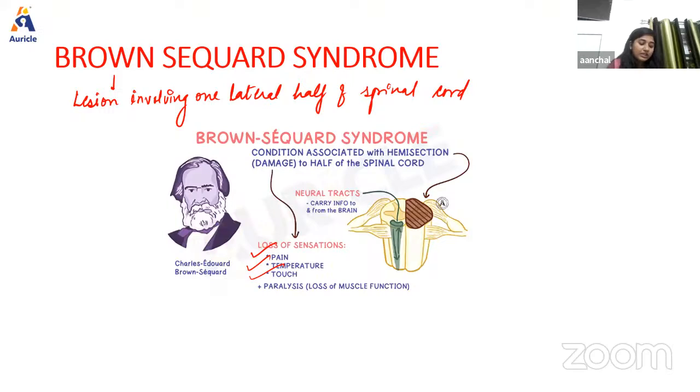Now we're going to discuss the effects that occur below the level of lesion and at the level of lesion. The effects in these areas differ on the same side as well as on the opposite side. So that we're going to discuss. So first we have below the level of lesion on the same side.